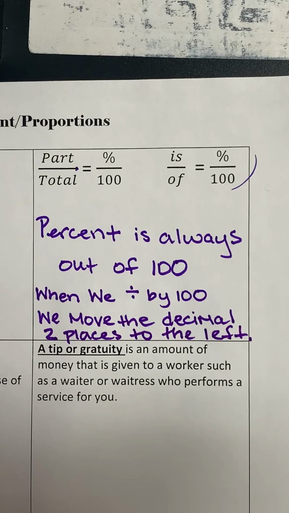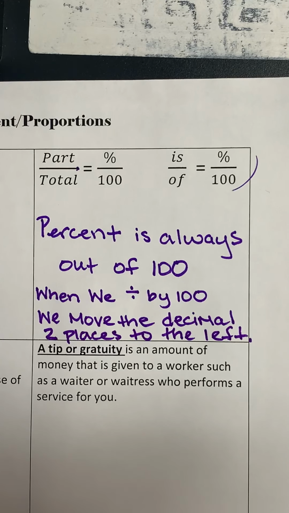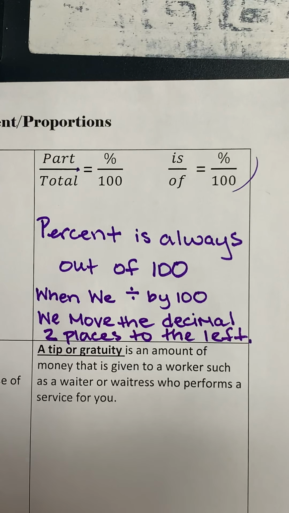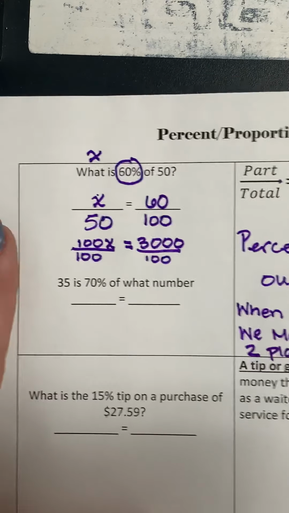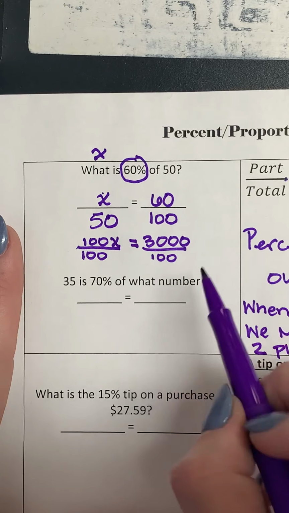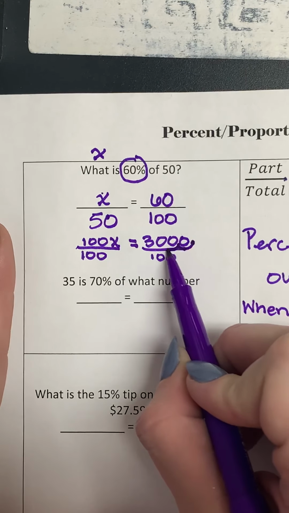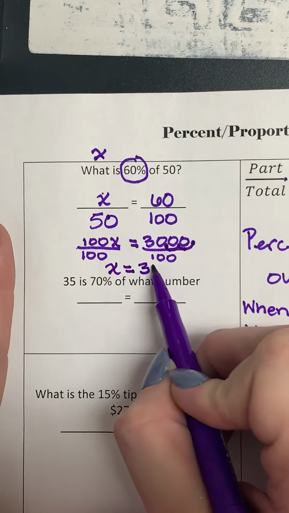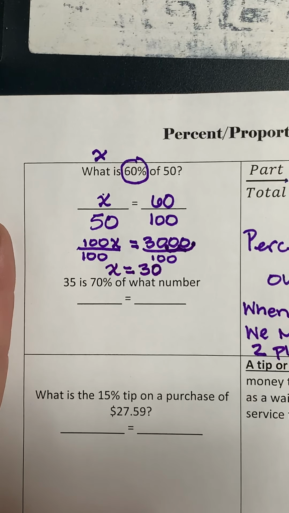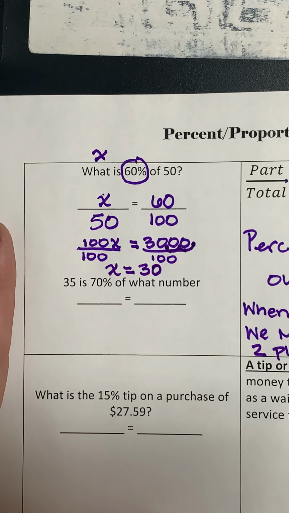In our percent unit, we're going to be dividing by 100 quite often, so it's important that you memorize this rule so you don't have as much hand work to do as far as the division goes. Since I'm dividing 3,000 by 100, remember if the decimal's not there, it's at the back. Dividing by 100 means it moves 2 times to the left. So our answer would be X equals 30. So it said, what is 60% of 50? We can say 30 is 60% of 50.